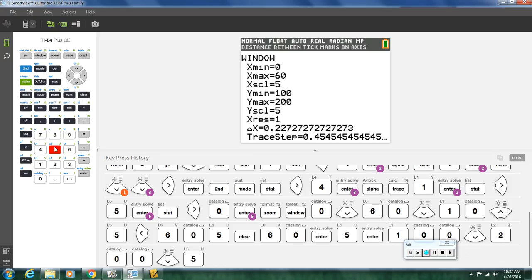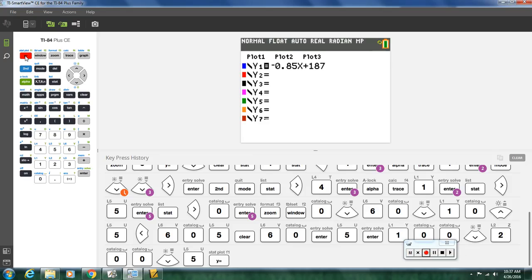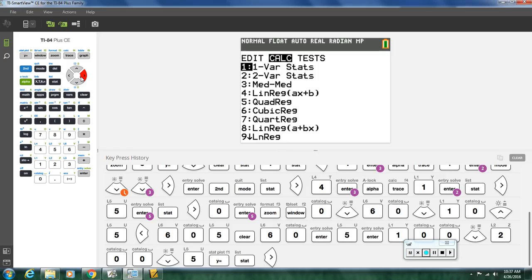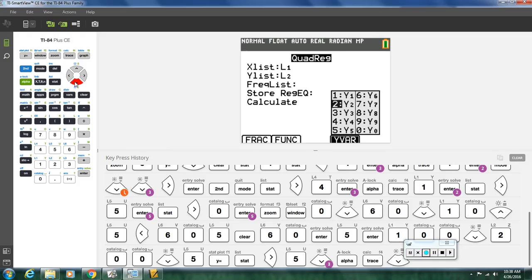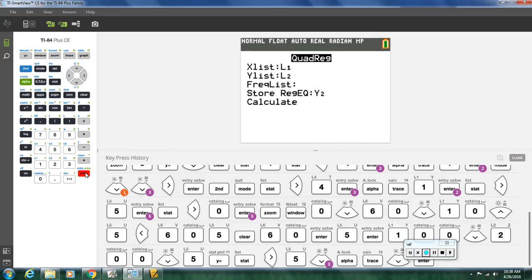Everybody got those? All right, now, let's go back through that. That was the one that we put in there when we sorted to Y1. So let's do the quadratic one. So go stat, calc, quadratic. But down here on store regression, we don't want to put it in Y1. We want to put it in, what's the next one after Y1? Y2. So we're going to go alpha, trace, but then I'm going to hit Y2 this time and calculate. So it's just writing that equation in there for us.